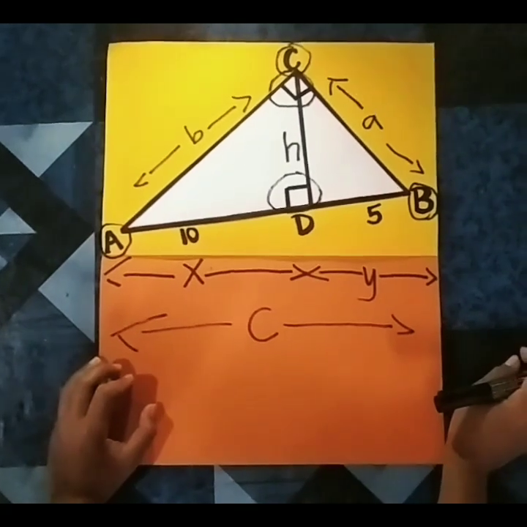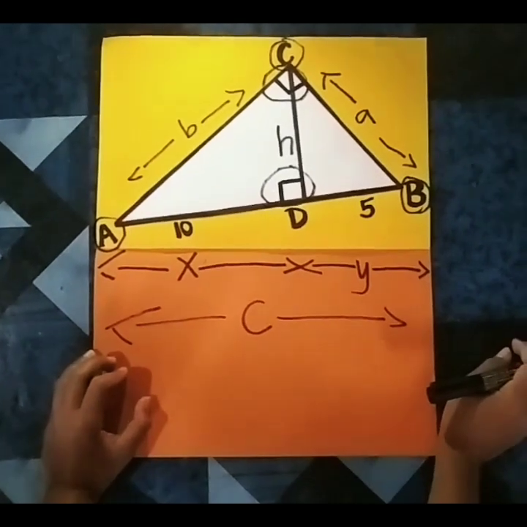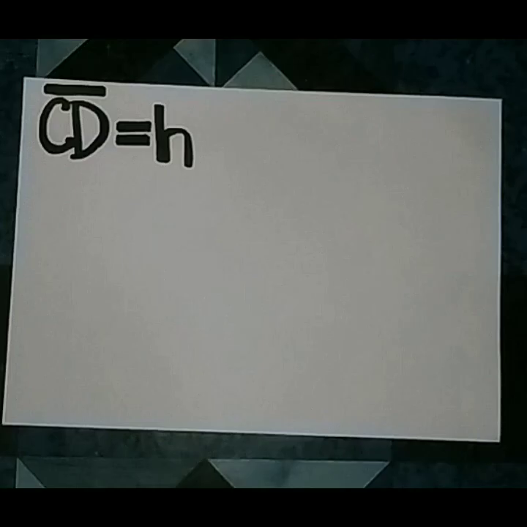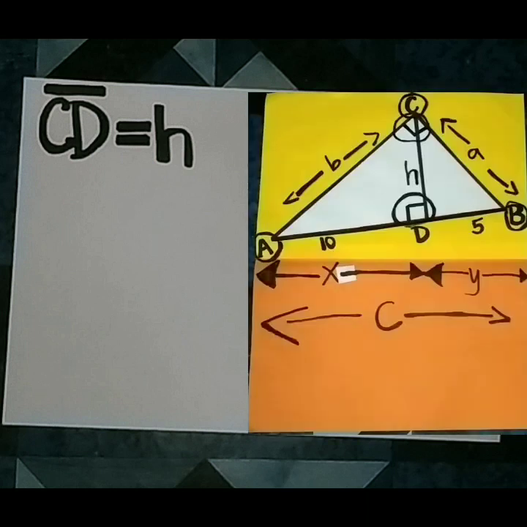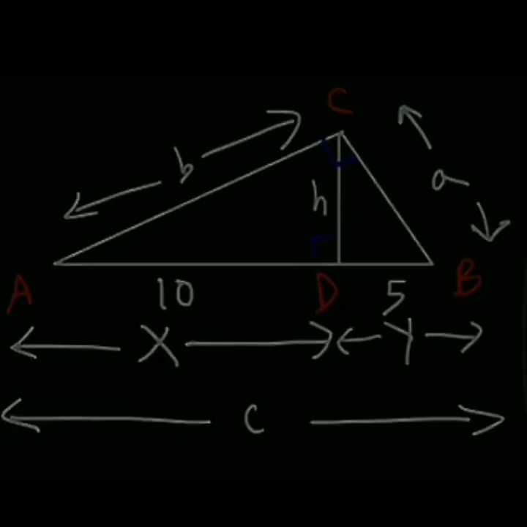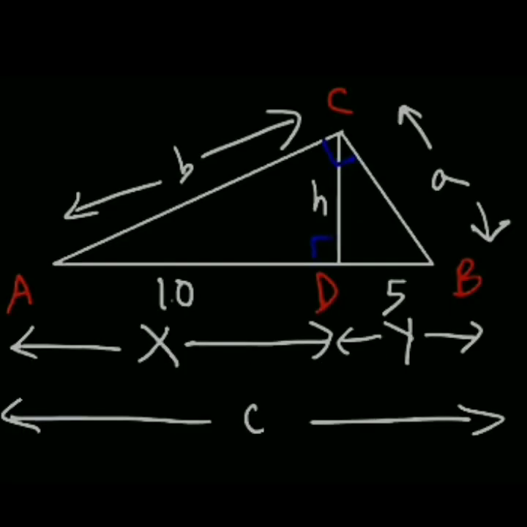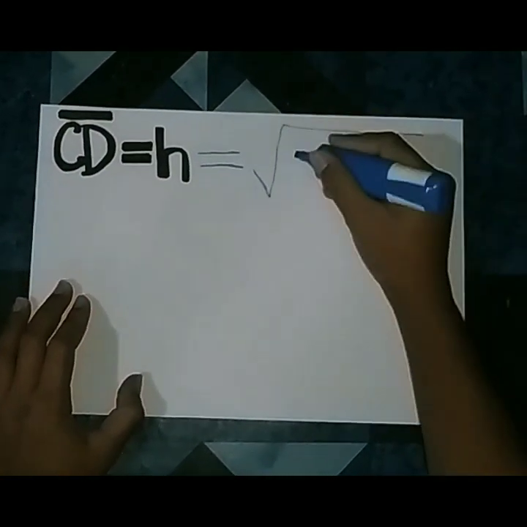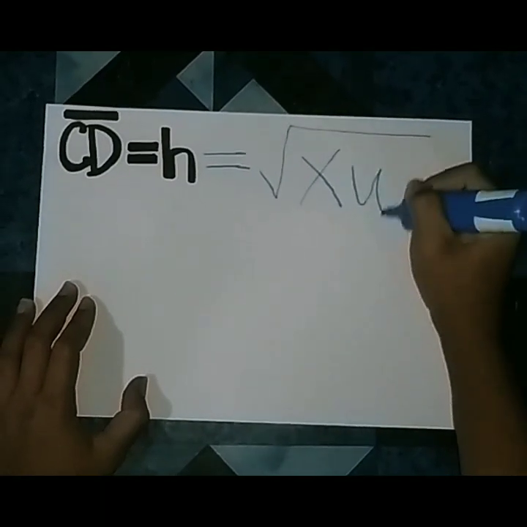So now that we have everything, let's start by calculating the segment CD. Segment CD is basically h. Now, what formula do we use in order to calculate h? H is the geometric mean between x and y. To calculate the geometric mean, take the square root of the product of two numbers.